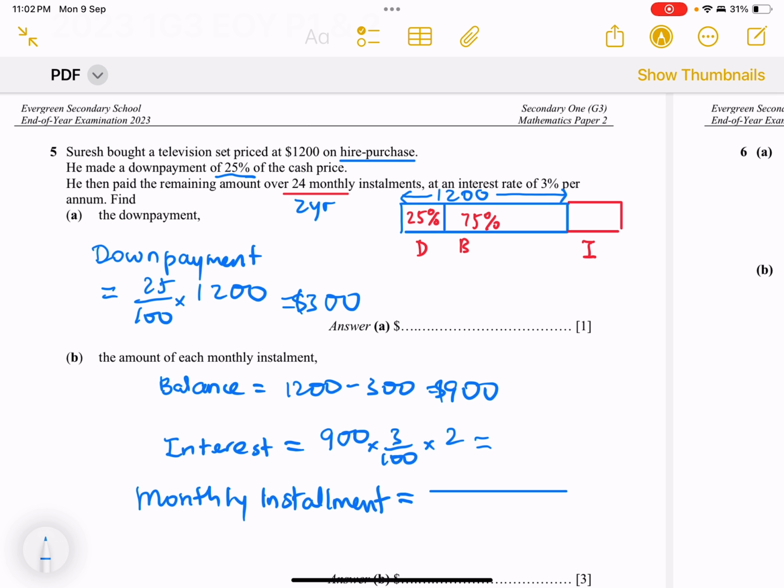Alright, and what does that work out to be? The interest is 900, cancel is 9 times 6. 9 times 6 is 54. Okay, that's the interest. So now we want to work out the monthly installment. The monthly installment is this whole sum here divided by the number of months. Alright, because this is not paid. The balance is not paid, the interest is not paid. So we have the balance plus the interest divided by 24 months. That will give us the monthly installment, which is 39.75.